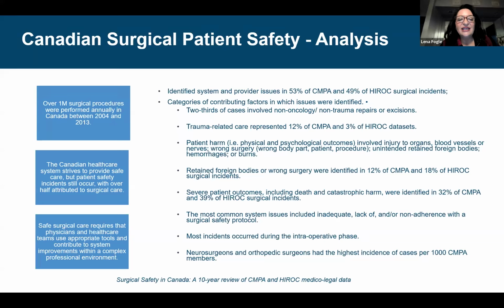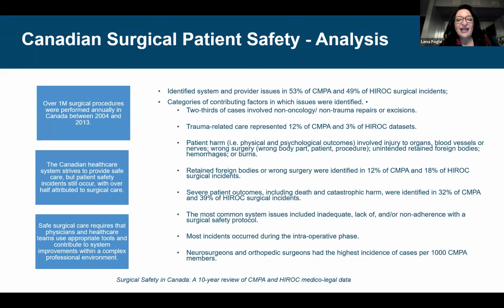And of course, the stated mission of the Canadian healthcare system is to provide safe care, but even with that mission and even with the great work of all of the nurses and surgeons and staff in the operating room, incidents still occur, as I'm sure you're aware. Over half of the adverse events that are reported to the Canadian healthcare system are attributed to surgical care. This is a very high risk area. Lots of great things happen there, but the risk is very high for untoward events as well.